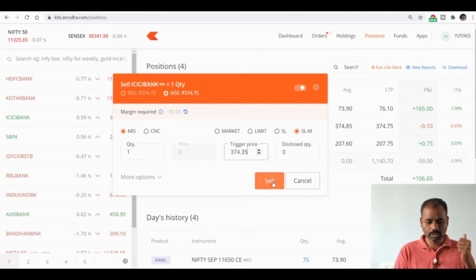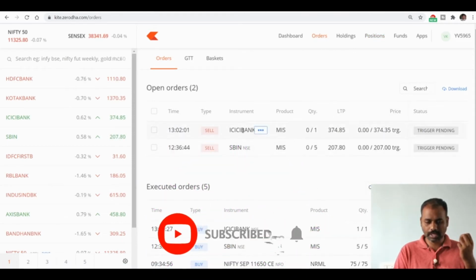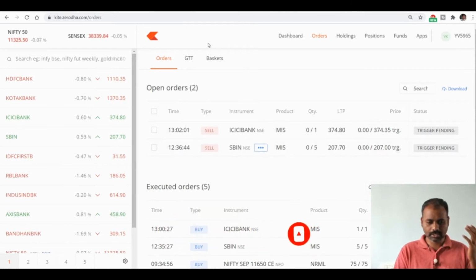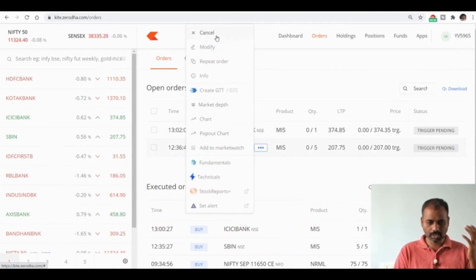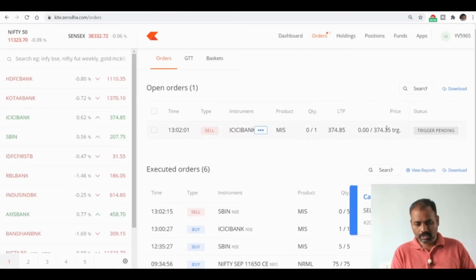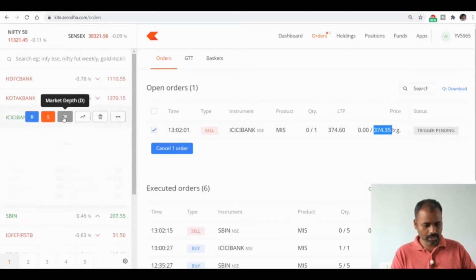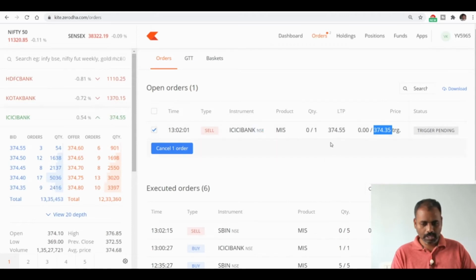If you do this, you can see here, if I click sell, the trigger will go and sit in the order section. We have a trigger pending for ICICI Bank, and for SBI I also set a trigger, that was an older one. I will cancel this. You can also cancel this. I don't want to confuse you, so I am cancelling the State Bank of India trigger. If the price 374.35 comes in, my order will get sold at market price. Till then my order will be pending.